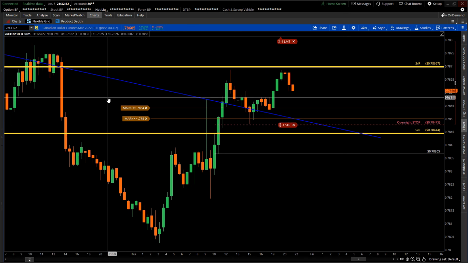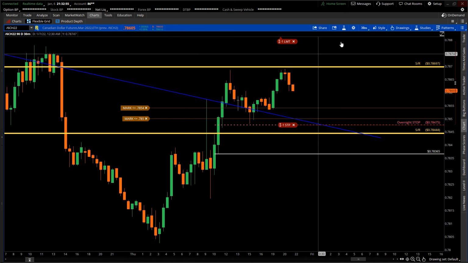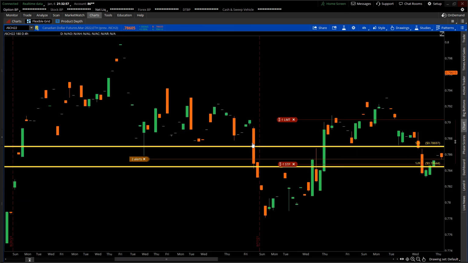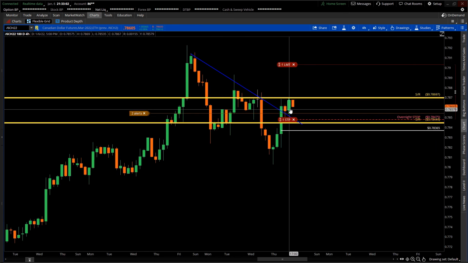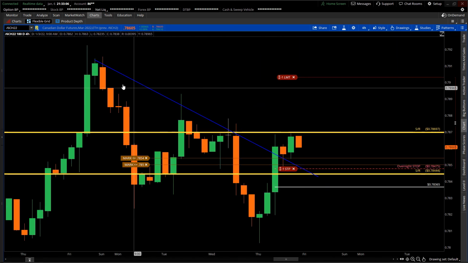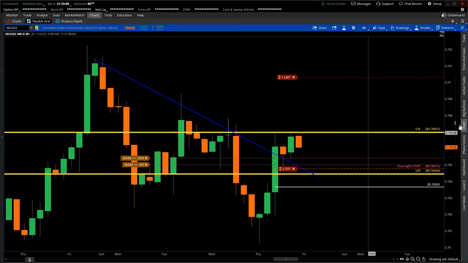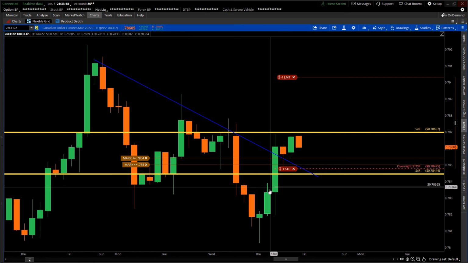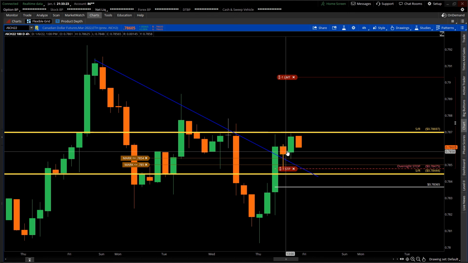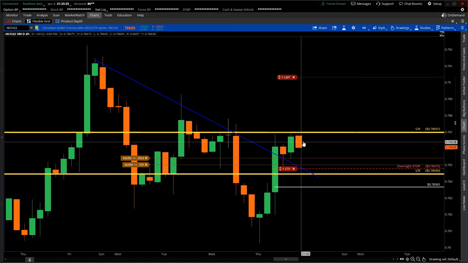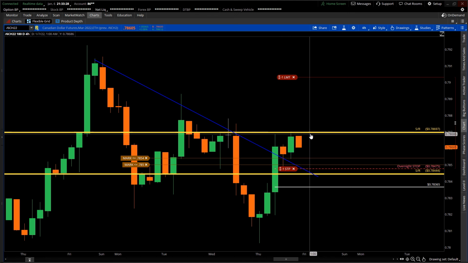So again, just to quickly recap the break, it broke the pattern here, this diagonal pattern, and price is now, let me just zoom in. So here's my diagonal support level. And I did get into this earlier this morning and then again this afternoon or mid-morning. So hopefully, price will get above this resistance level here.